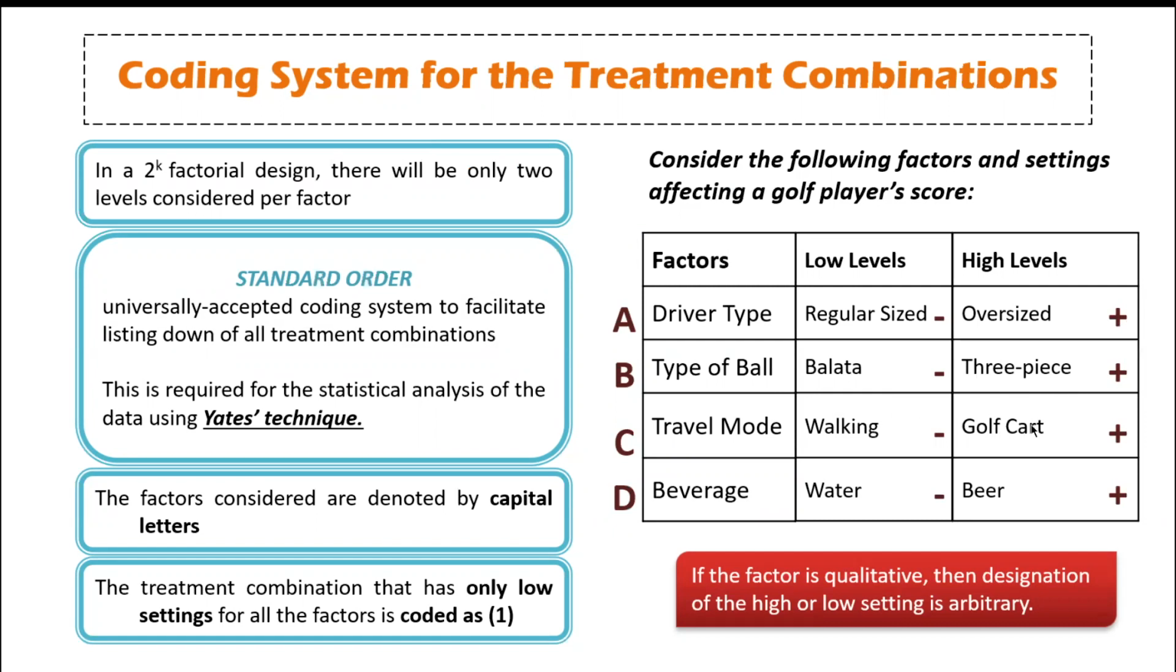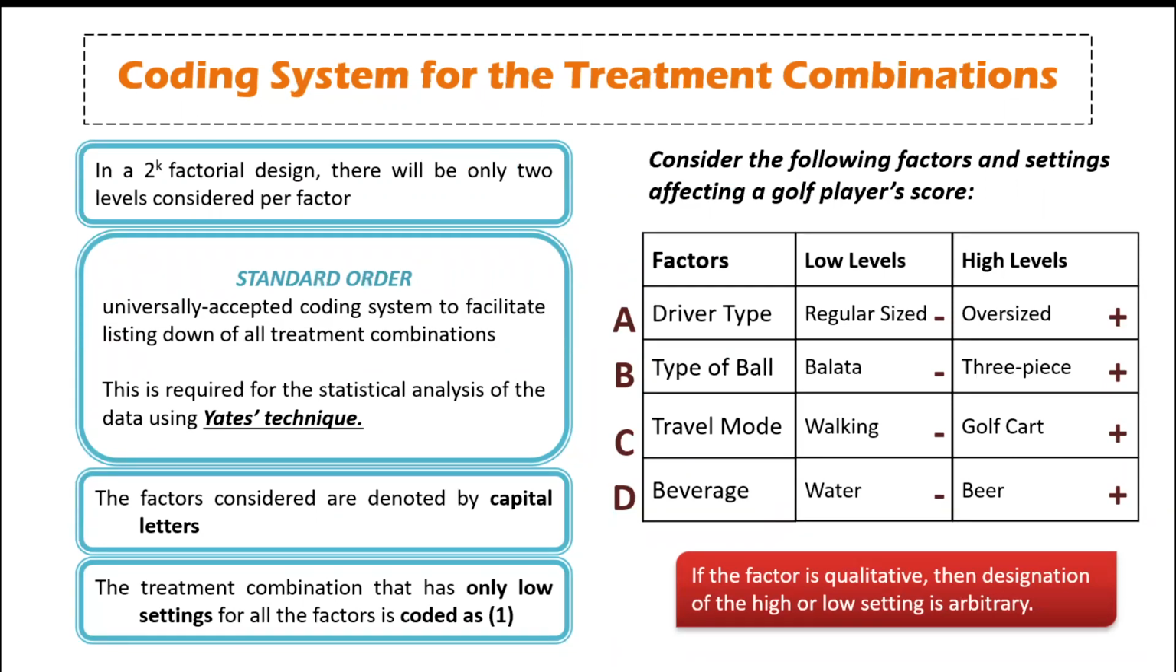Pwede din naman golf cart is low level, walking is high level because golf cart uses lower calories tapos walking uses higher calories. So pwede, it doesn't matter, no? Arbitrary lang naman siya. Ito, beverage, water, and beer. Doesn't matter dito, no? Pwede ngang water will be high level, beer will be low level kasi pag nag-beer ka, you can argue na mas lower performance mo and water higher performance mo. Doesn't matter pero sometimes it's just easier if you code it in such a way na mas intuitive siya, no?